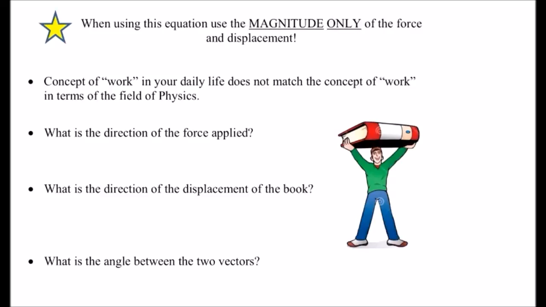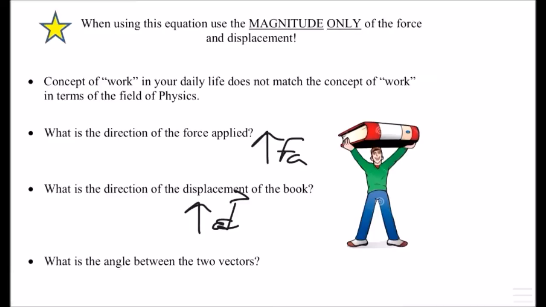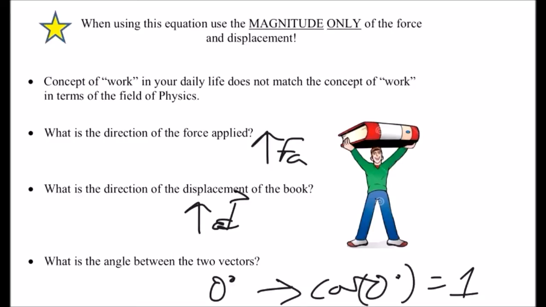All right, so let's go ahead and write that stuff down. Let's answer some of these questions. In my first scenario, what was the direction of my applied force? Up. My force on the book was up. What was the direction of displacement? Up. And what did we say that angle was? 0 degrees. And what was the cosine of 0? So what kind of work was done? Positive work.